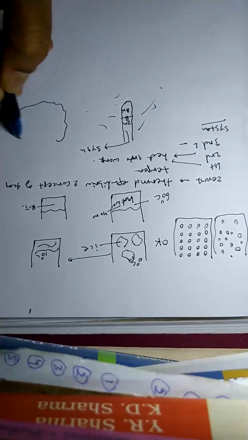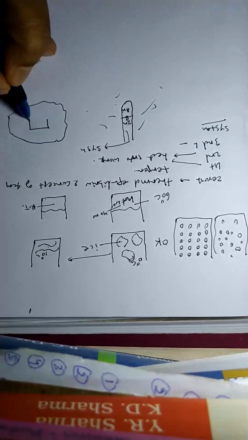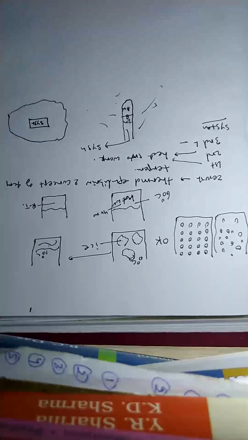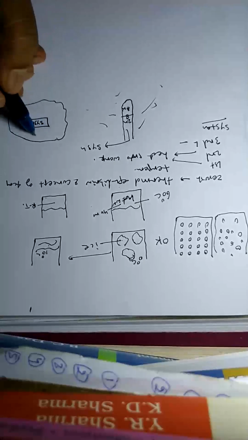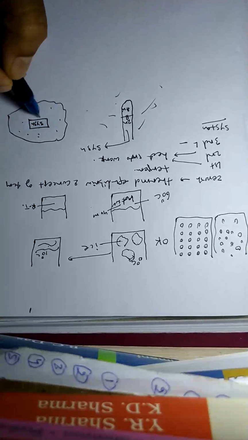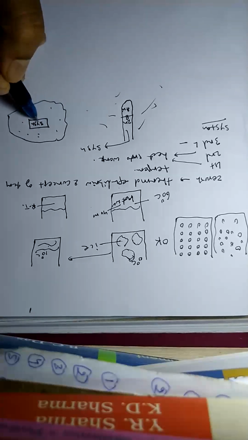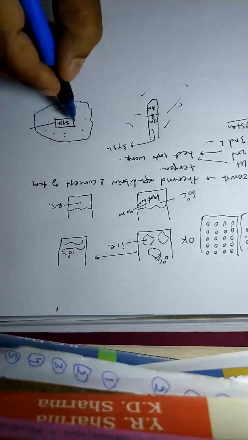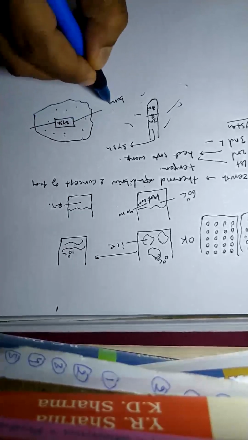That means suppose this is my universe, then this is my system. Wherever we do some experiment and we get some results, and whatever is present outside the system, these are all called the surrounding. And the separation between the system and surrounding is called the boundary.